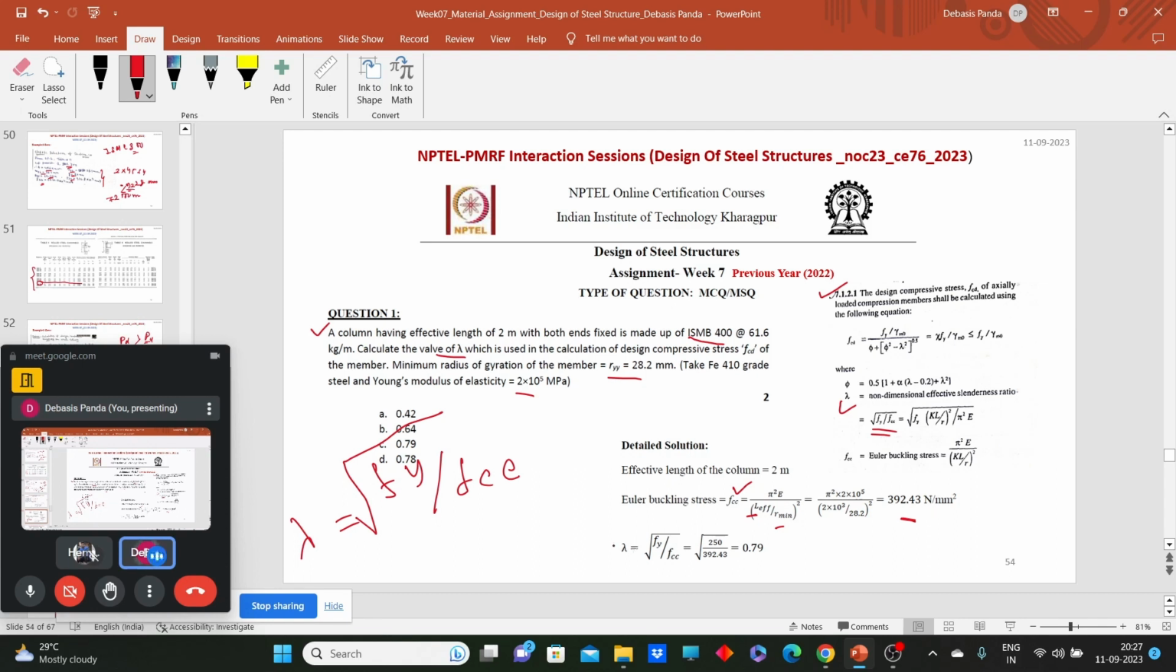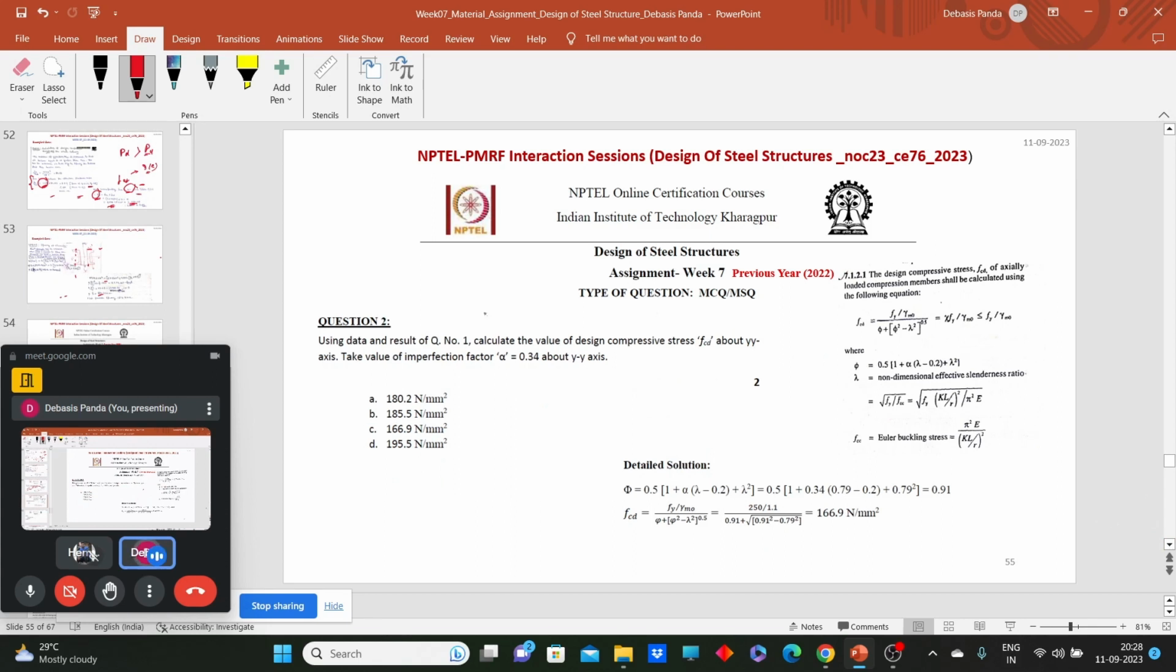Now, if you put this in the lambda equation, lambda is equal to under root of Fy by Fcc. That means under root of 250 divided by the Fcc value, 392.43, and this is equal to 0.79. So option C is the right answer. Okay. Now, move to the next question.